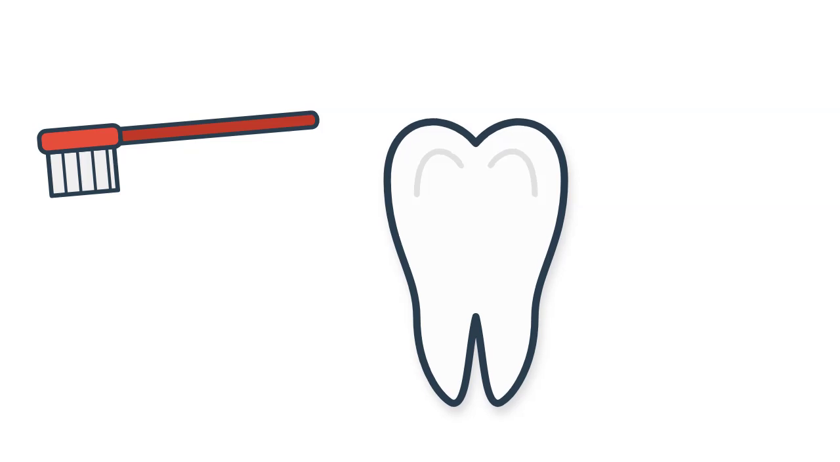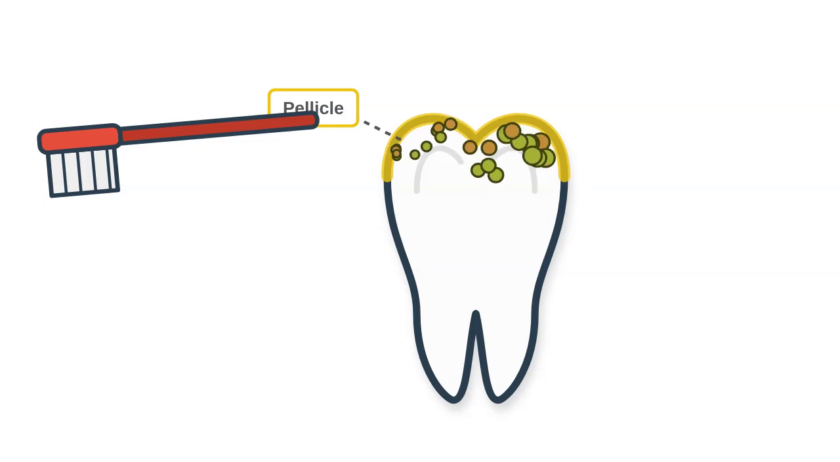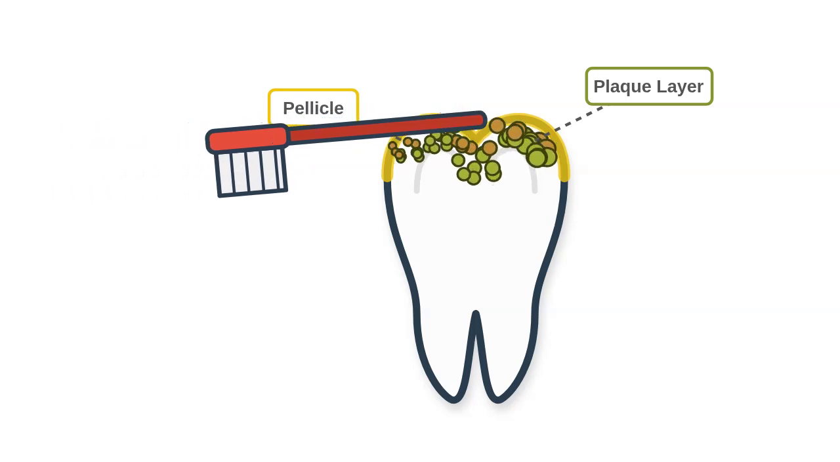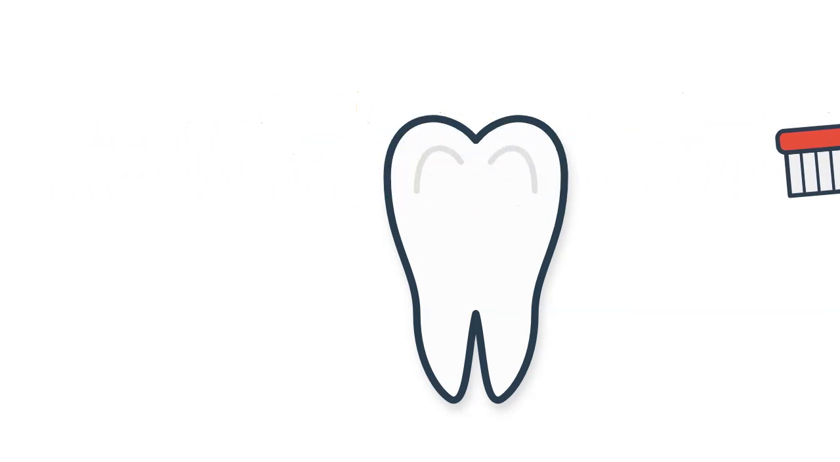The pathophysiology follows a clear progression that you should know. After toothbrushing, the teeth become coated in a mixture of saliva and gingival fluid known as pellicle. Oral bacteria and food particles adhere to this coating and begin to proliferate, forming plaque. Subsequent brushing removes this plaque buildup.